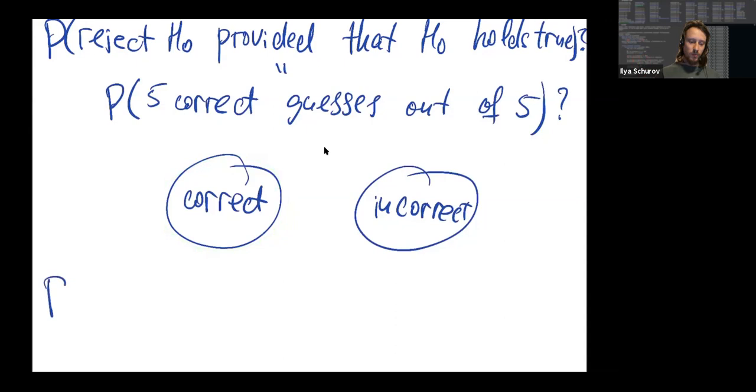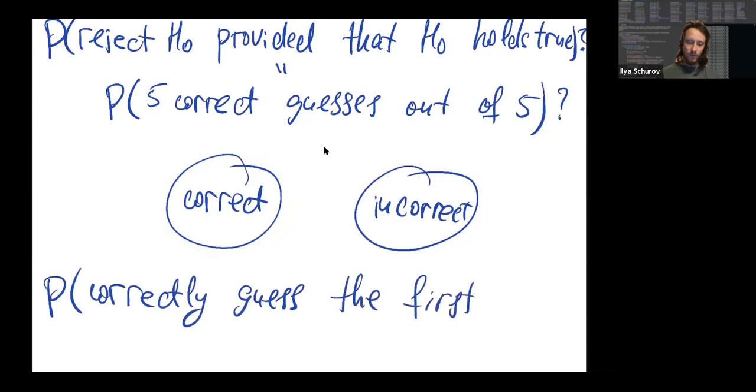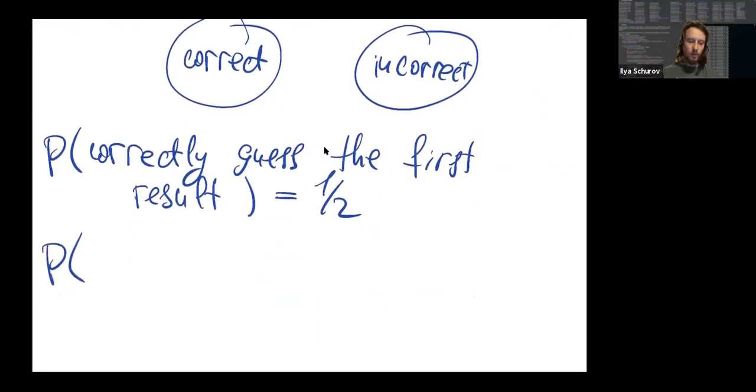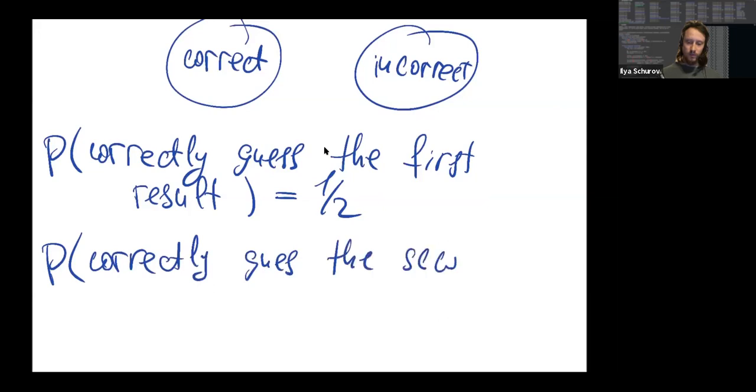So what is the probability to correctly guess the result of the first testing? 1/2, right. What is the probability to correctly guess the second result? What is the probability that the result of the second tossing will be guessed correctly? Actually, the second tossing does not differ in any way from the first one. So the probability will be the same, 1/2. Right? Everybody agree?